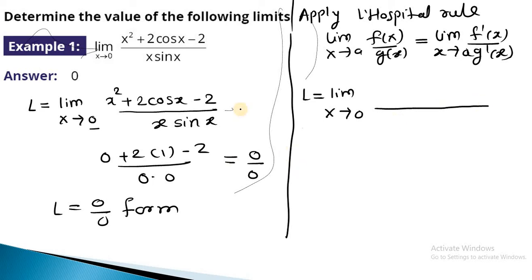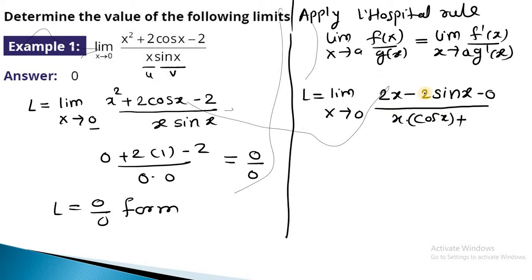What is my f of x? x square plus 2 cos x minus 2. Now what f dash of x means is derivative. So derivative of x square is 2x. Derivative of 2 cos x is minus 2 sin x. And derivative of constant term is 0. Divided by x into sin x. Derivative of it, we are using u into v rule. So x into derivative of sin x is cos x, plus sin x as it is, derivative of x is 1. So x cos x plus sin x.